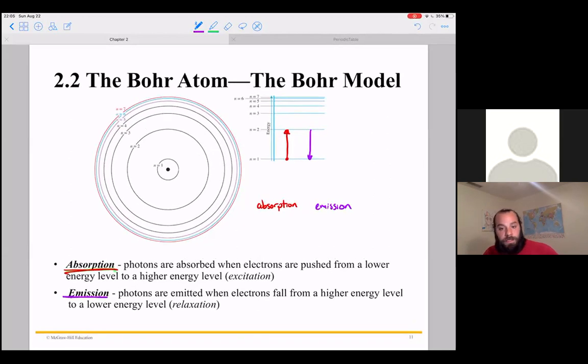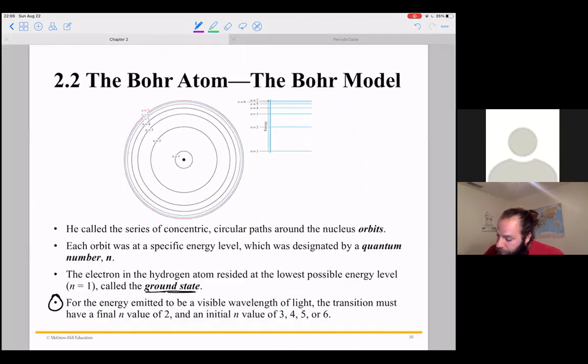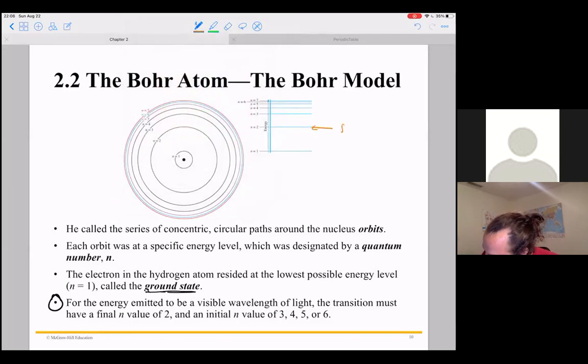For hydrogen in particular, what was found was that if the final value was n equals 2, this would be the final energy level that the electron relaxes to, and it started out at either 6, 5, 4, or 3, these were the initial, then these would emit photons that actually fall in the visible spectrum.